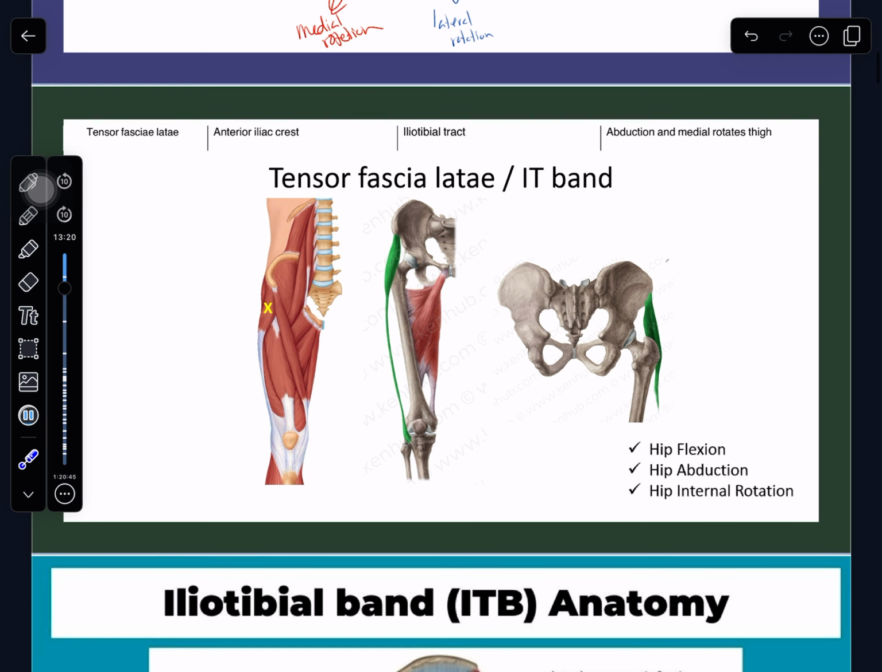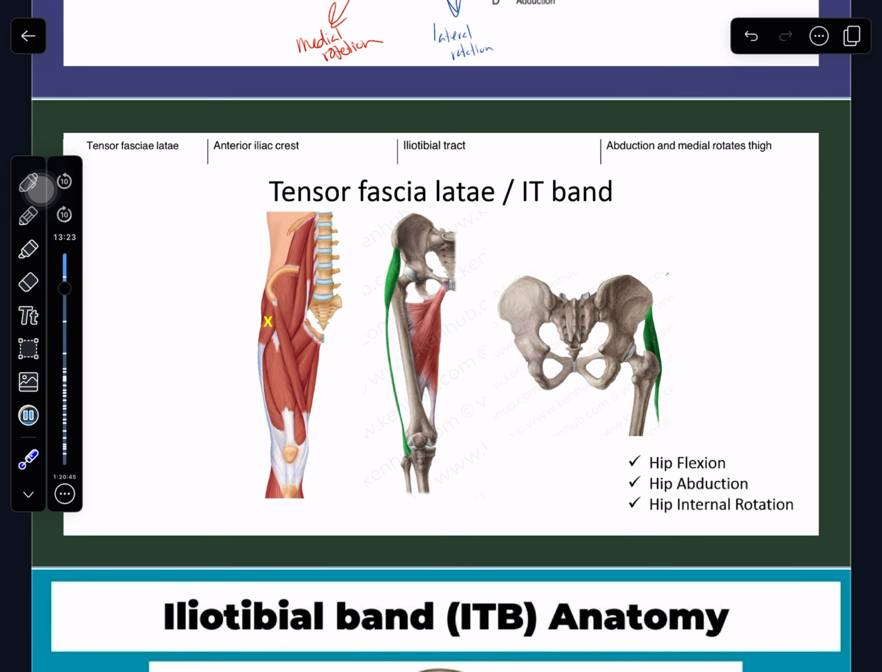So if we're talking about the tensor fasciae latae, we're going to see that it's going to traverse just anterior to the greater trochanter, and you can see that pictured over here. Therefore, due to that anterior placement, we're going to see hip flexion. This is going to be a hip flexor, and also because it's located on the lateral part of the thigh, it also is a hip abductor, right?